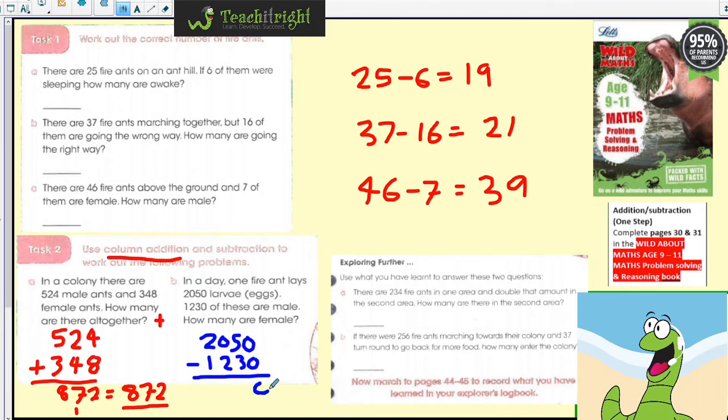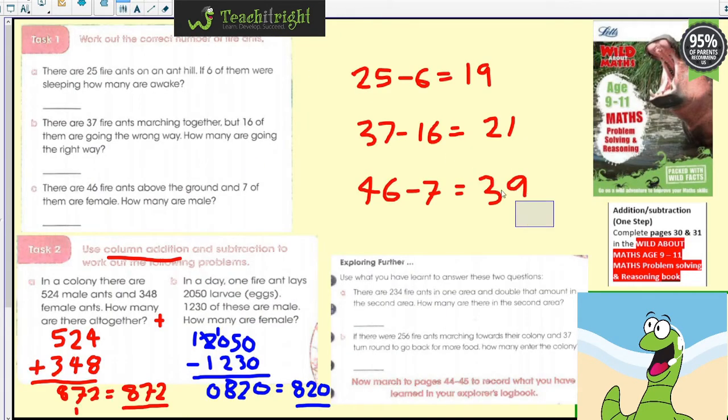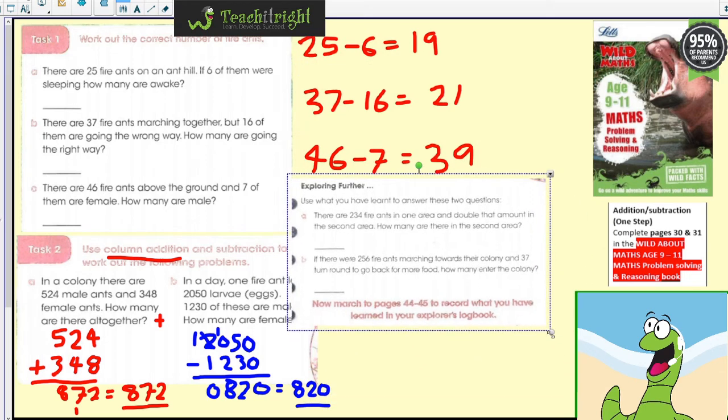So 0 take 0 is nothing. 5 take 3, 50 take 30 leaves you with 20. I want to do something take away 200, but there's nothing here, so I have to borrow from the thousands column. So that becomes 1,000, which frees up another 1,000 here. Now I can do 1,000 take away 200, that leaves me with 800. And then 1,000 take away 1,000 leaves me with nothing. Final answer, 820. So 872 and 820, jolly good. And the last one, just make sure I've got enough room.